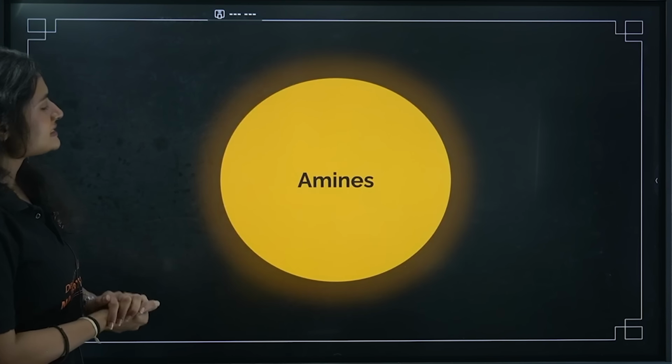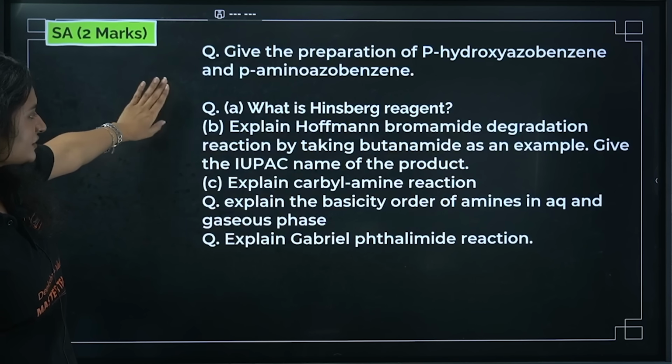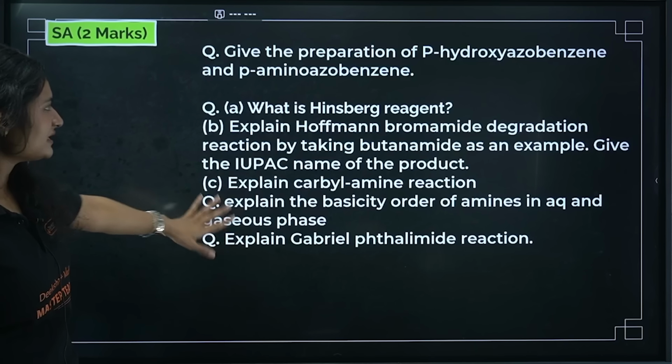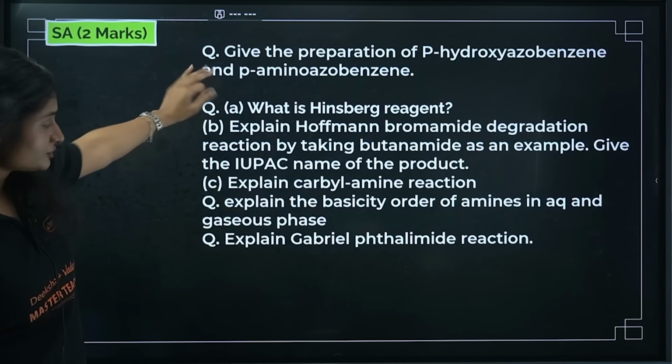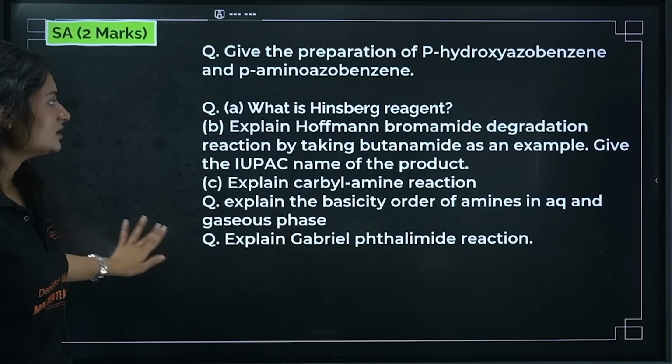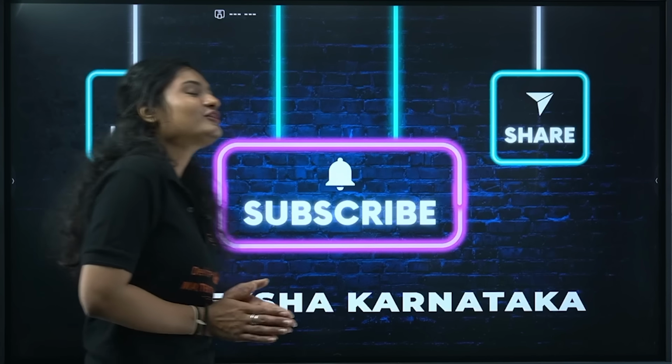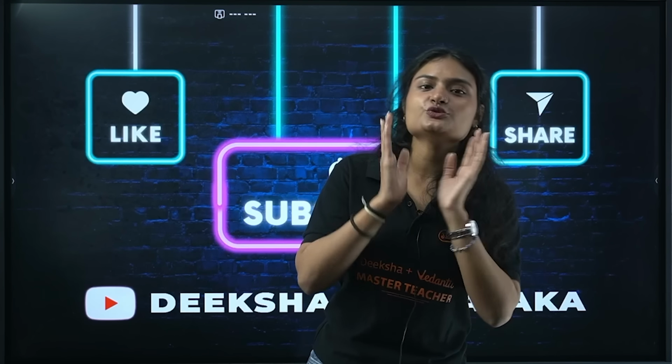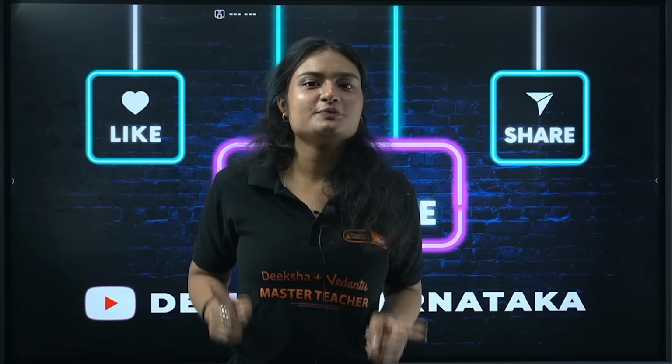Next is amines. From amines, Hinsberg reagent, straight away questions. Carbylamine reaction, then you have preparation, explain Gabriel phthalimide reaction, that is very important. And that was all the 2 marker questions you need to know before going for your PU2 boards.